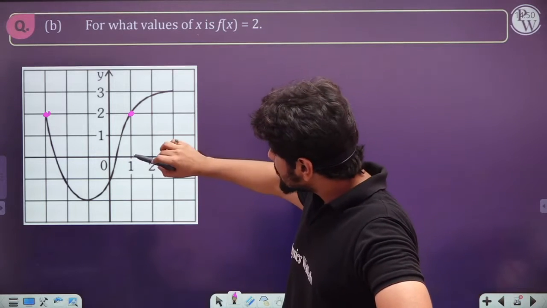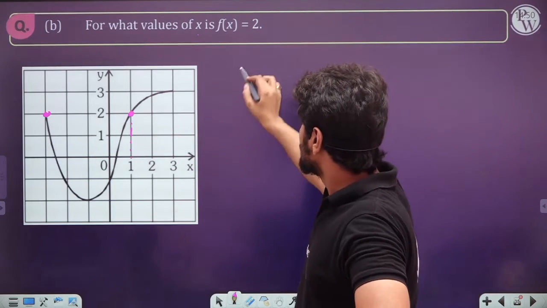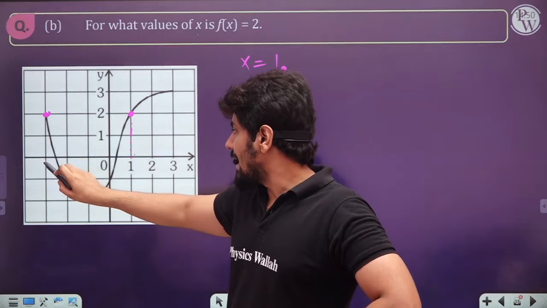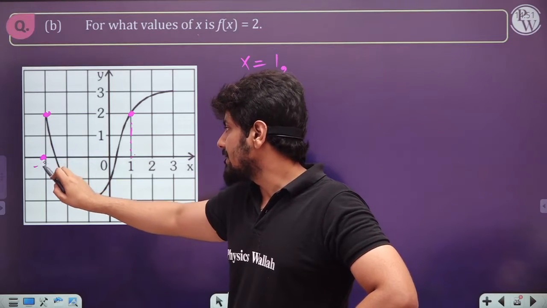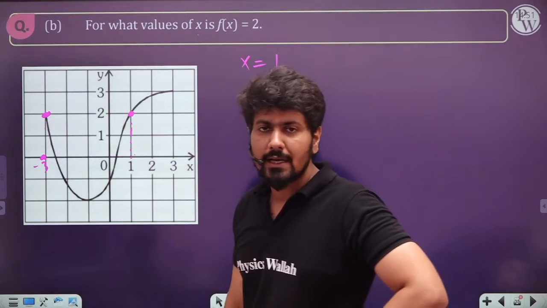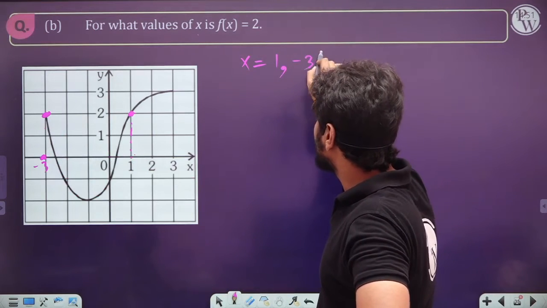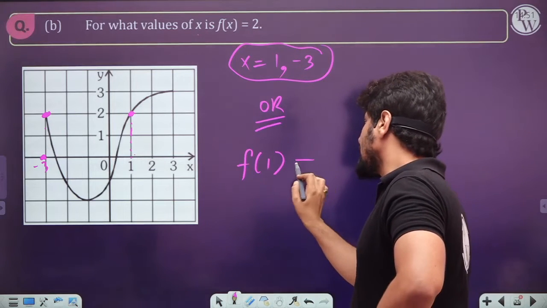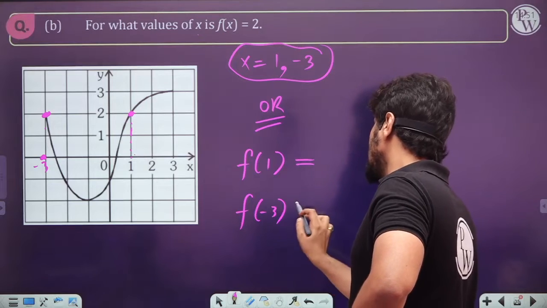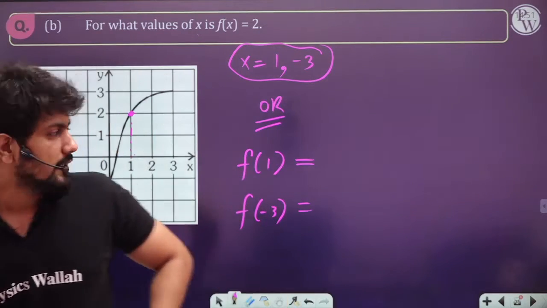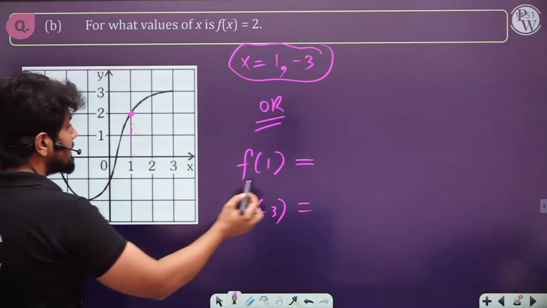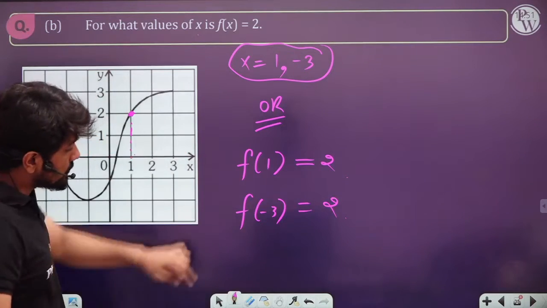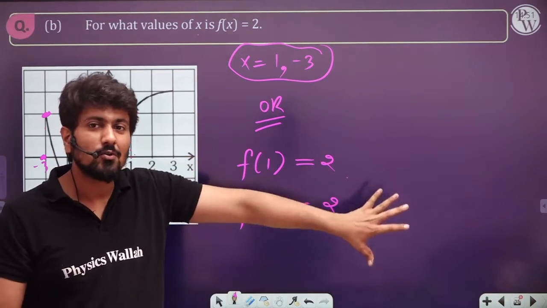So we can see here the x coordinate is 1. So the values of x are either 1, at 1 we are getting 2, or also -3. Here the x coordinate is -3, and at -3 we are getting 2 again. So x is equal to 1 or -3. In other words, if you check the value for f of 1 and f of -3, when the x coordinate is 1, the y coordinate is 2, and when the x coordinate is -3, again the y coordinate is 2. So for these two values of x, we are getting the same output, and that works in a function.